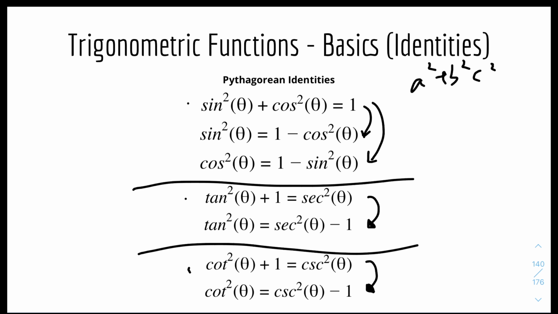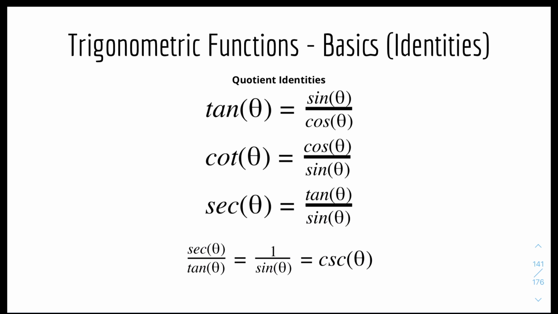And a reminder that sec squared theta just means 1 over cos squared theta, and cosecant theta is equal to 1 over sine theta, and cosec squared theta is 1 over sine squared theta, like so.